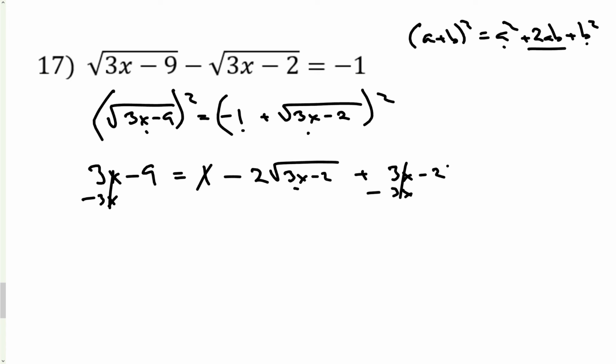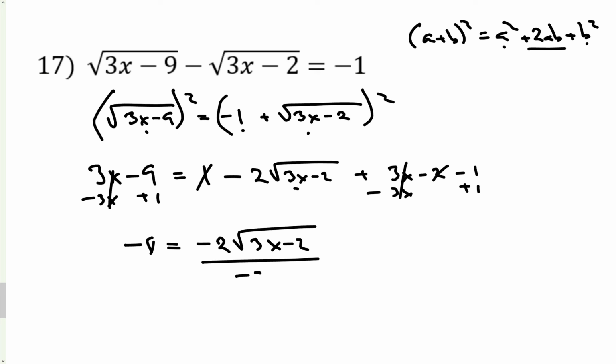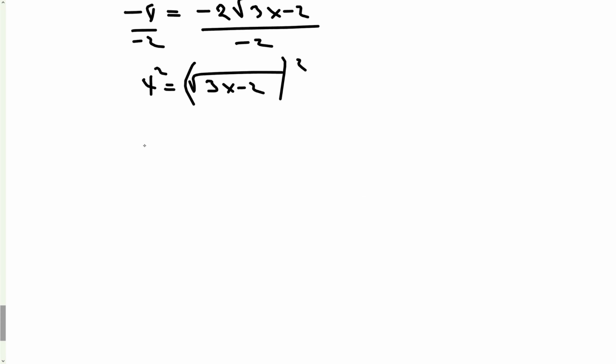And let's just go like that. Add 1 to both sides. We have a negative 8 is equal to negative 2 times this radical. Now I could square both sides now, but it's easier to divide out the negative 2. Now, when I square both sides, I don't have to worry about any numbers. There's that one. So we get that 16 is equal to 3x minus 2. Add 2 to both sides. So x is equal to 6.